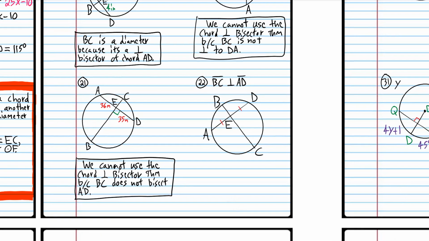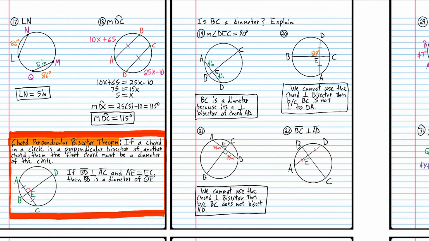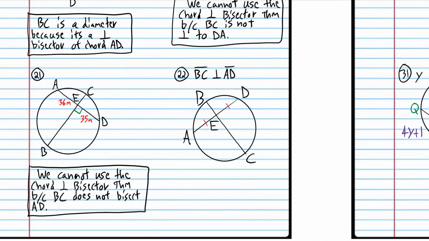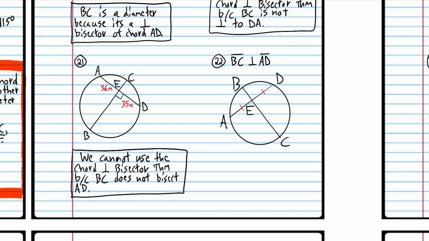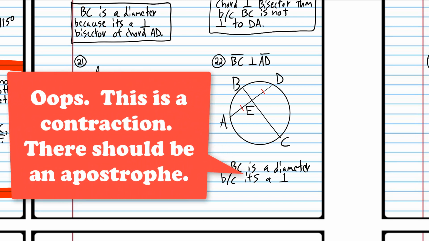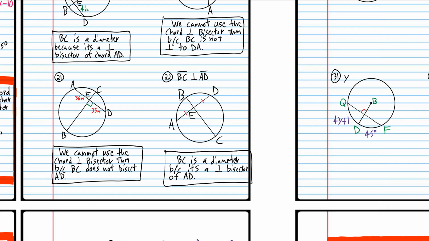So now try number 22, and when you come back, we'll do it together. All right, we're back. It says here BC is perpendicular to AD, so we know it's perpendicular. And also we see these red tick marks, so that means that it is a bisector. So at that point we can then conclude that BC is a diameter because it's a perpendicular bisector of AD. And that's it. So if you got that answer, something along those lines, good job.